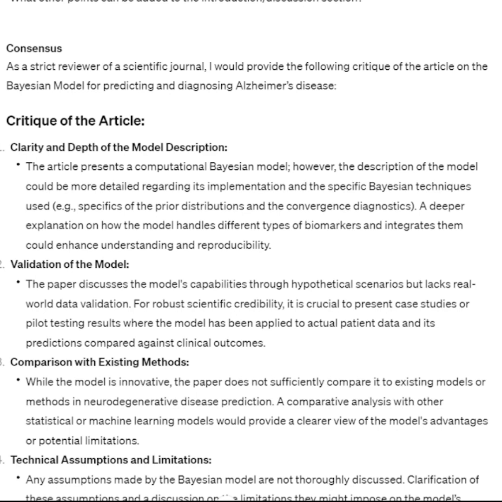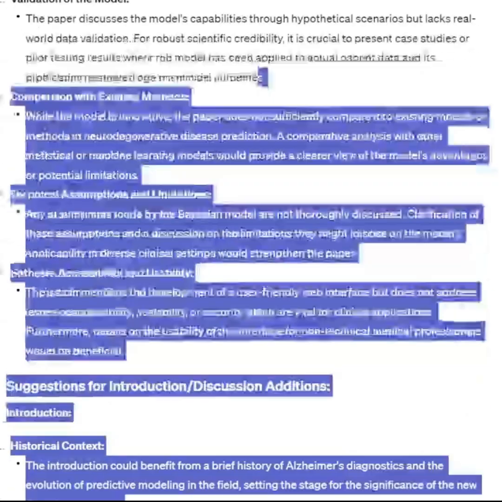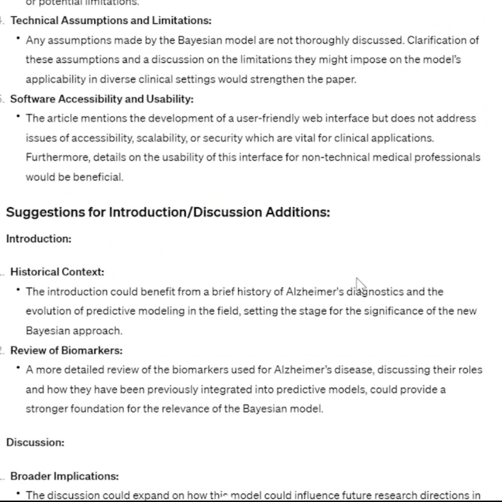2. Validation of the model. The paper discusses the model's capabilities through hypothetical scenarios, but lacks real-world data validation. For robust scientific credibility, it is crucial to present case studies or pilot testing results where the model has been applied to actual patient data and its predictions compared against clinical outcomes.